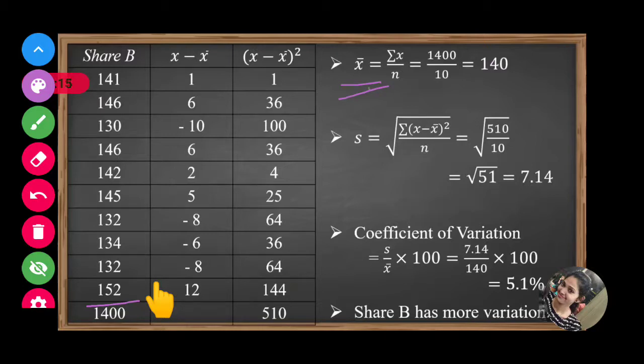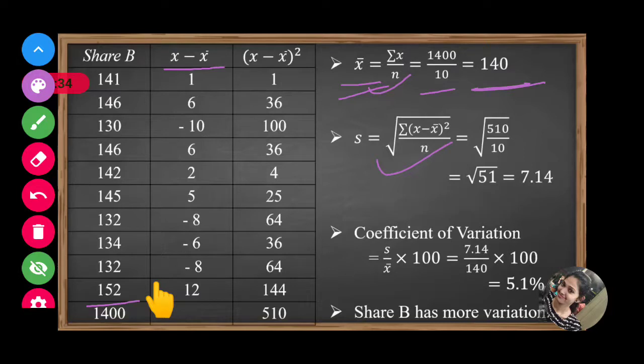X bar is equal to sigma x upon n. And the same procedure that we followed for share A: 1400 upon 10. So the answer is 140, right? We have to find the s. The formula of s is equal to under root sigma x minus x bar whole square upon n.